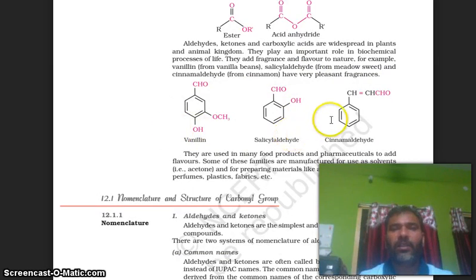These are very renowned compounds: phenylene, salicylaldehyde and cinnamaldehyde. All contain aldehyde.